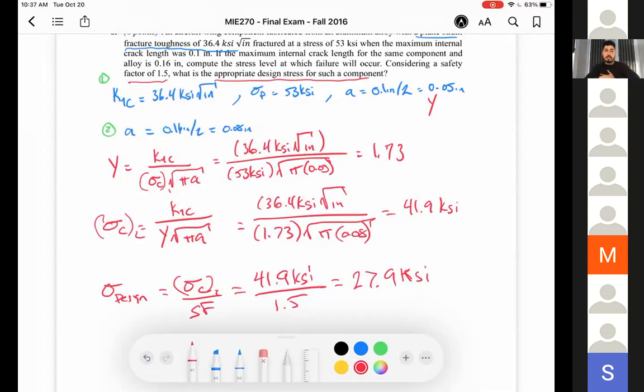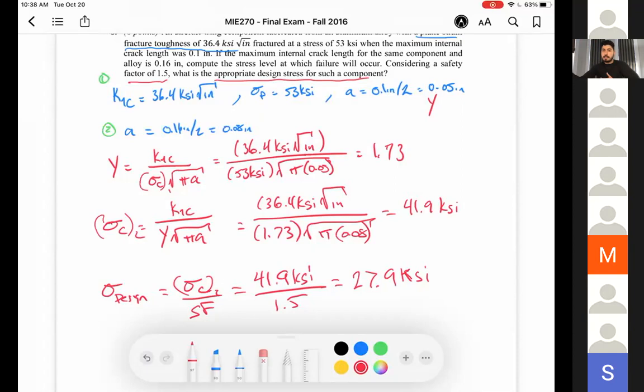In this case, we're doing the same thing. We know that the critical stress on this component is going to be 41.9. So if we don't want the component to fail, we're going to make sure that people use this particular component at a lower stress value. So we want to lower our critical stress by dividing by the safety factor to ensure failure is prolonged.